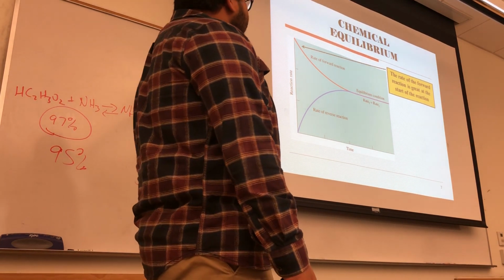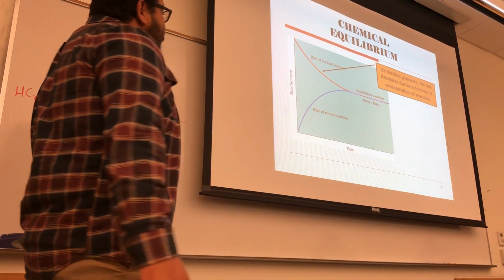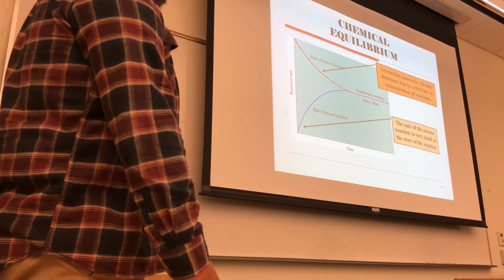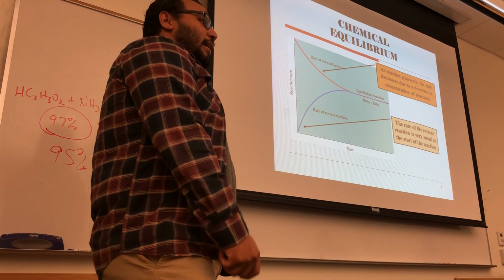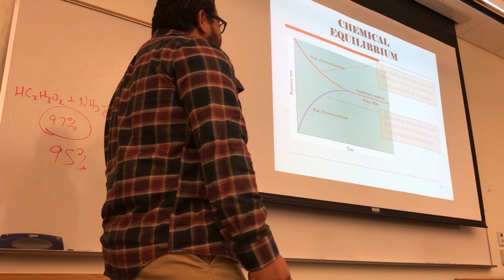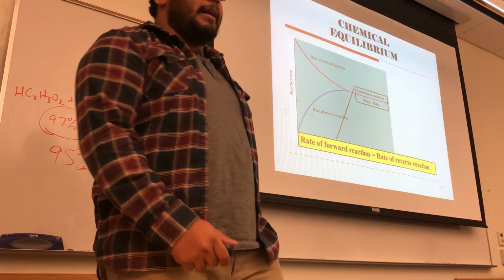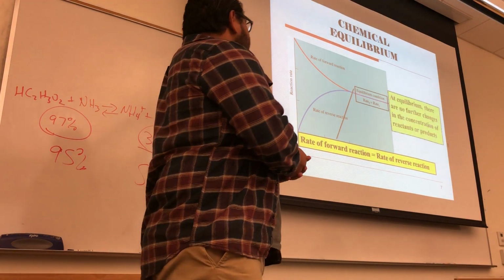So the rate of the forward reaction starts to slow down. We see a negative slope right there. It continues to get closer and closer to a line, and at that point we start to increase that slope going in the reverse direction. This guy increases. And there we go. We've now reached equilibrium.